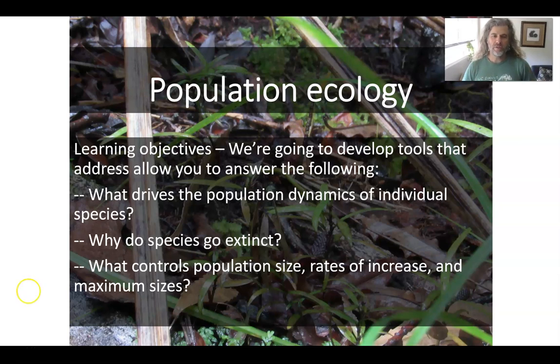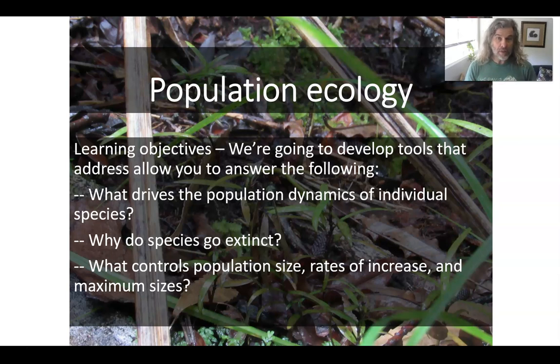Our goal here is to provide some explicit examples, mostly from forests, about how these different population growth models work, how you can use them, and how you can recognize when these respective processes are happening in natural ecosystems. So our learning objectives here are to answer a series of questions.